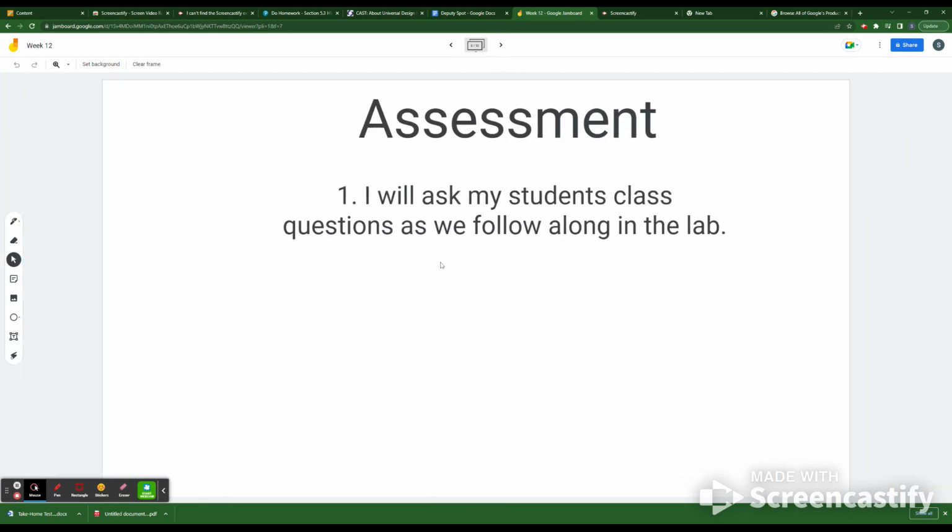Okay, so for assessment, first, for all of these actually, I'm going to ask my students questions as we follow along in the lab or in the video or in the virtual lab tour. Asking questions during class helps them to think presently and think about what they're learning. It pulls them back into the situation.